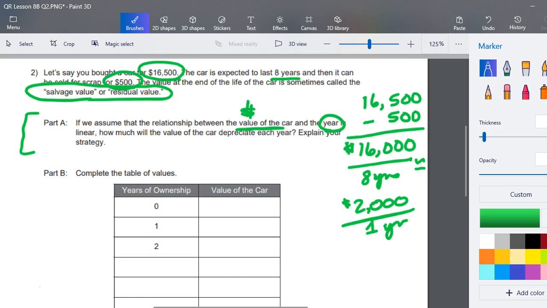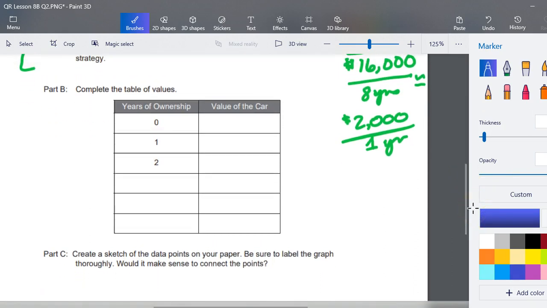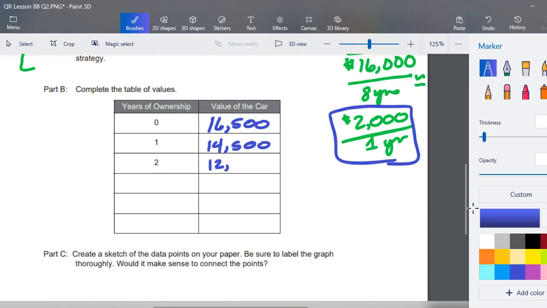You can do it just by subtracting, playing around with it. Whatever you chose to do, document what you did, and move on with me to question B. It asks us to complete the table of values. So at year 0, the value of the car is $16,500. But if we're going down $2,000 a year, at the end of the first year, we're at $14,500, and then $12,500, etc.